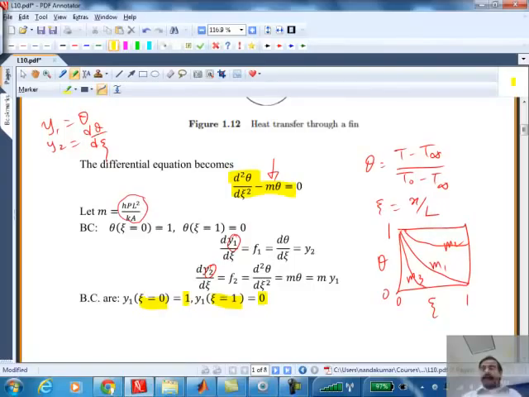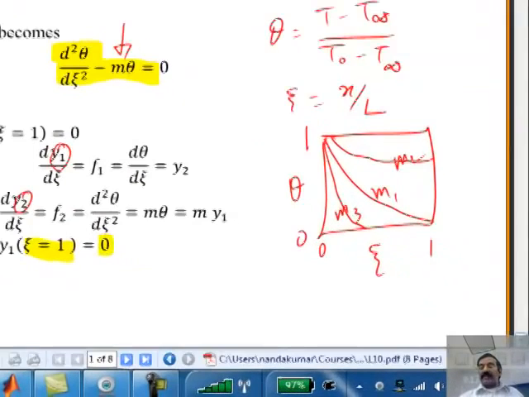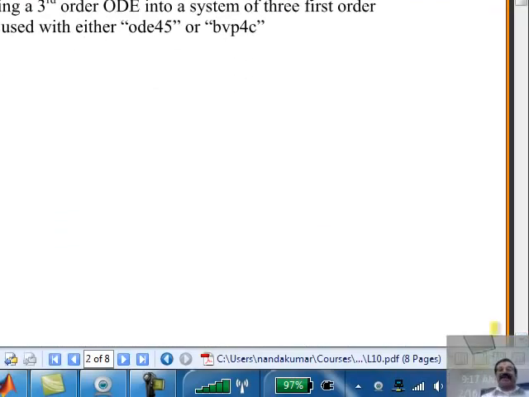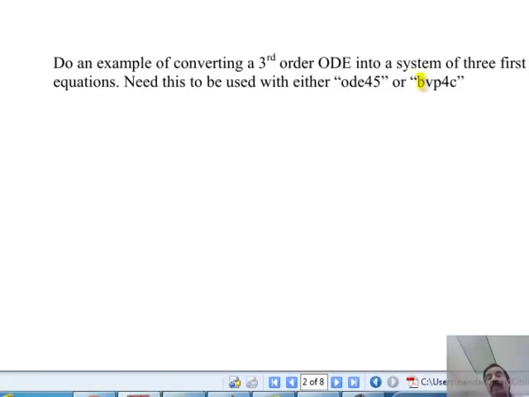Now, I'm going to reinforce this by giving you a few more examples, and then we'll go on to MATLAB to see how to solve that. So let's do an example of converting a third-order ordinary differential equation into three first-order equations. And we need to do this both for initial value problem and boundary value problem. Okay? Because both ODE45 and BVP4C require only a system of first order equations.